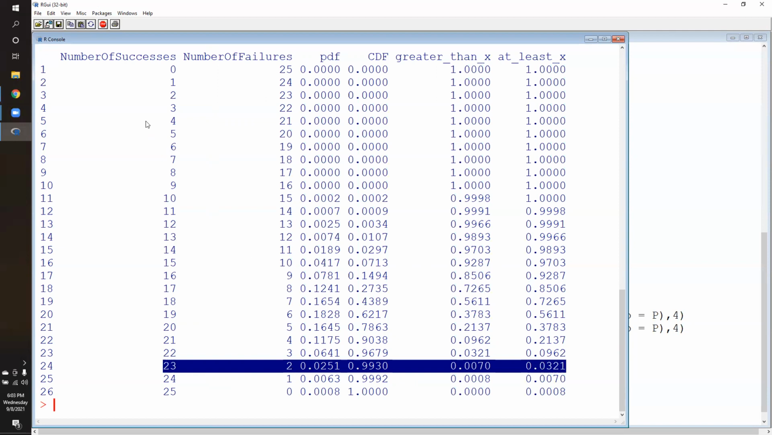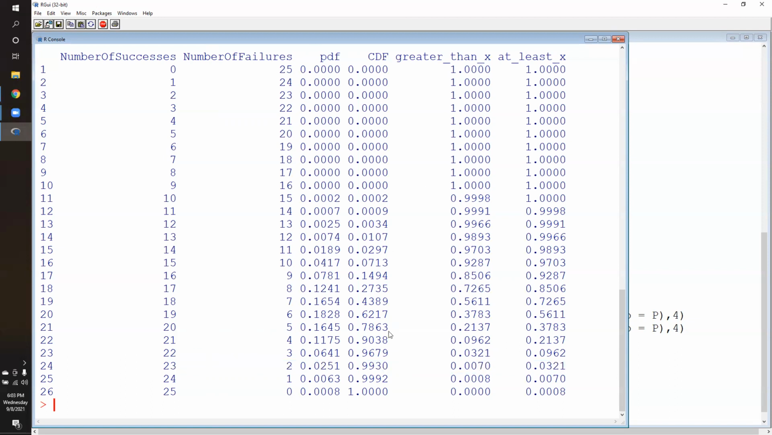I could also plot the number of successes versus the PDF, right, to get an idea of what the density looks like. I could look at the cumulative distribution function to see how it starts at 0 and goes all the way up to 1, right? And I can get different information from each of these columns, so that makes it nice.